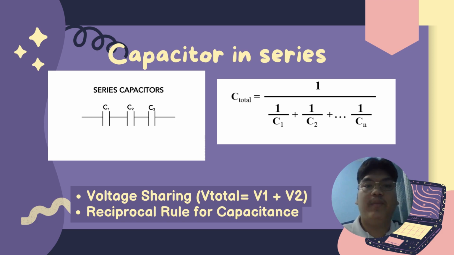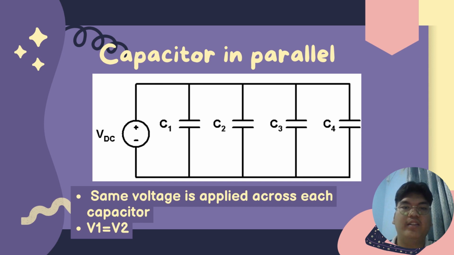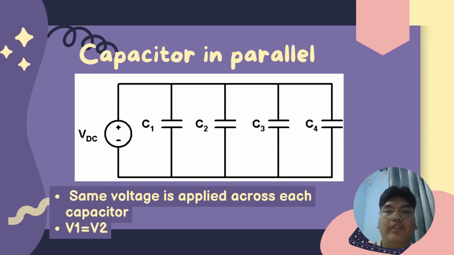When capacitors are connected in parallel, the same voltage is applied across each capacitor, but the current may vary. The total current I total entering the parallel combination is the sum of the individual capacitor currents. The total capacitance C total in a parallel combination is the sum of the individual capacitances.